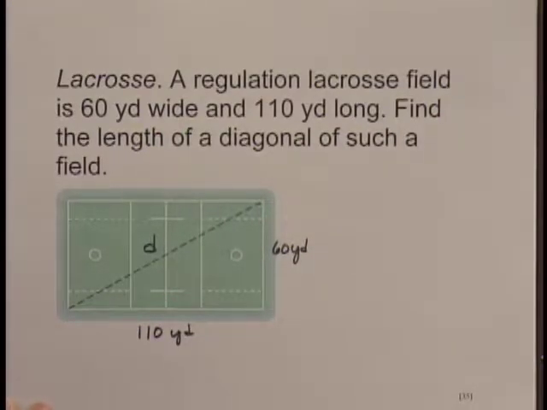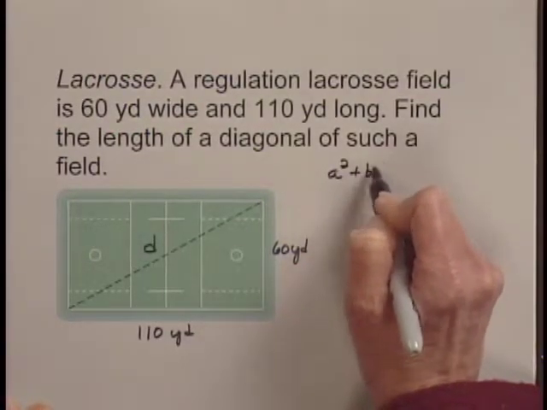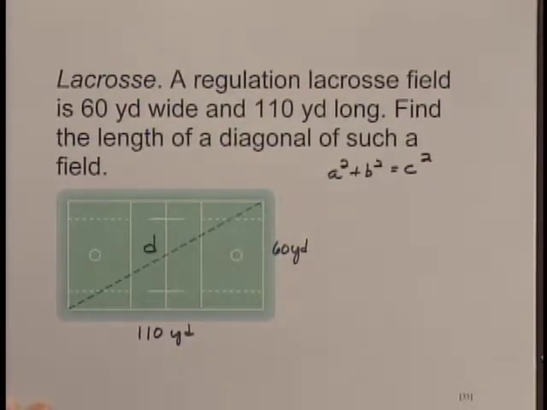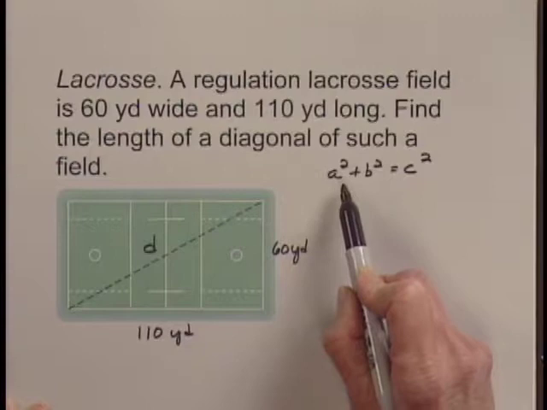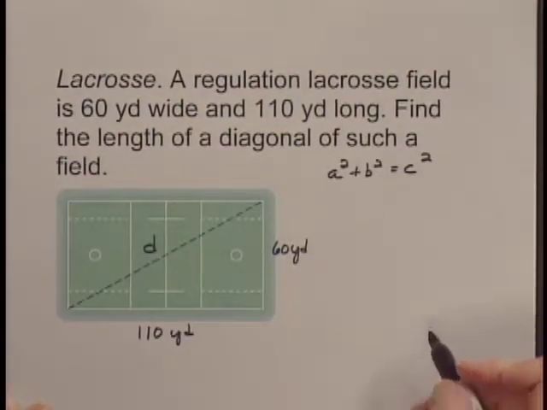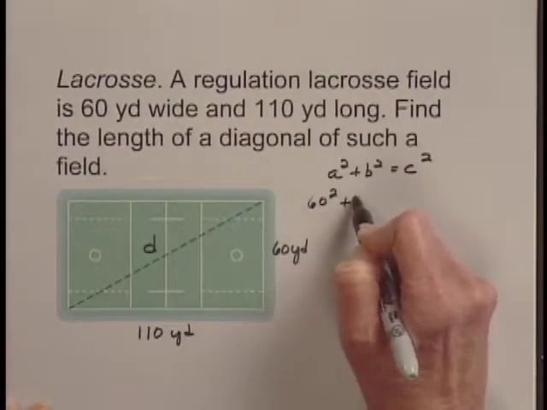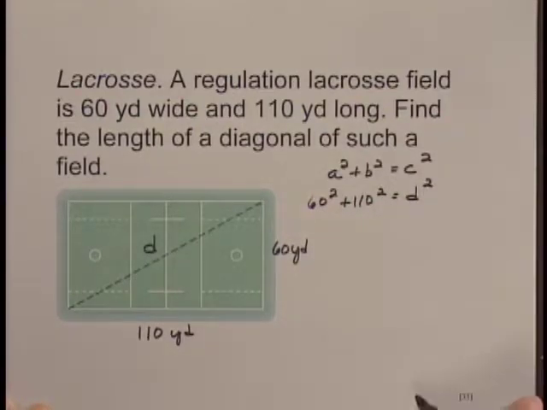So we can use the Pythagorean equation to find D. And remember, the Pythagorean equation is a squared plus b squared equals c squared. Now in this particular triangle, we can let A be 60, we can let B be 110, and C is D. The sum of the squares of the legs of the triangle is equal to the square of the hypotenuse. So let's just substitute. We'll have 60 squared plus 110 squared is equal to D squared.